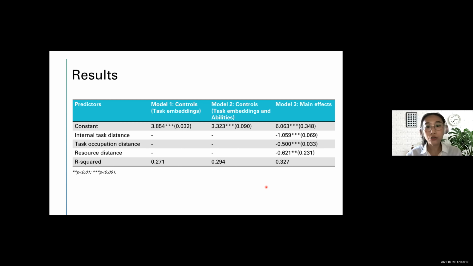We selected two sets of control variables: the embeddings of the task descriptions themselves, and the embeddings of task descriptions plus the 52 ability ratings, which are also in the O*NET dataset. Our main effect test would be the three key components of the distance measures plus the control variables. As you can see, all three key distance measurements have negative effects on the skill importance rating of a task, which supports our hypotheses that shorter distances indicate higher skill importance ratings.